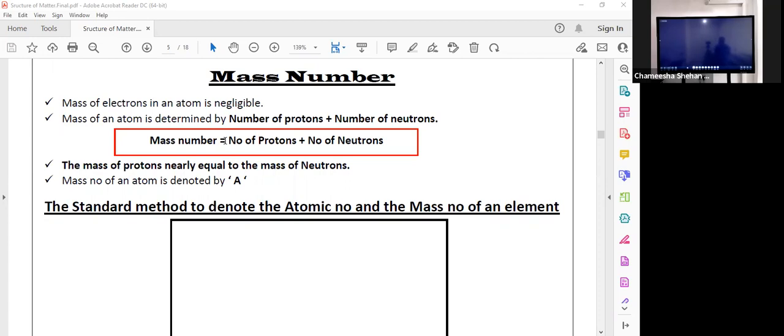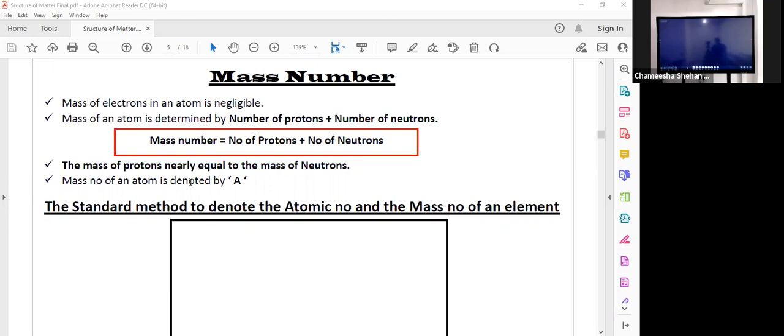The mass of protons and neutrons are nearly equal. As you can remember, I told you the neutrons have very slightly less mass than the protons, but we consider them to have nearly equal masses. Okay, right. So the mass number of an atom is indicated by A.